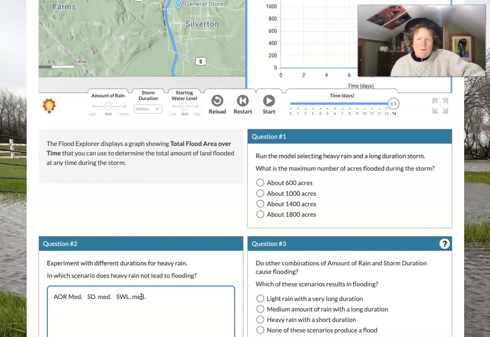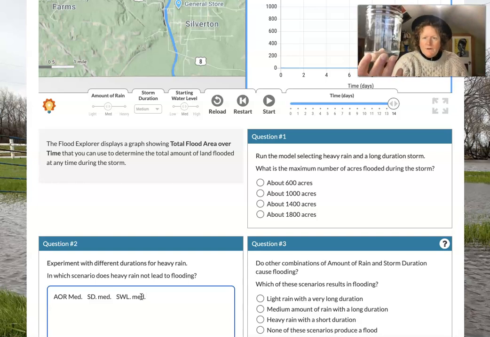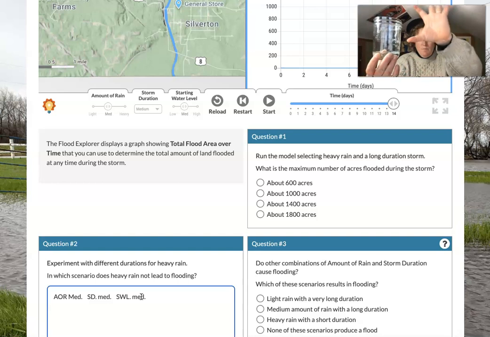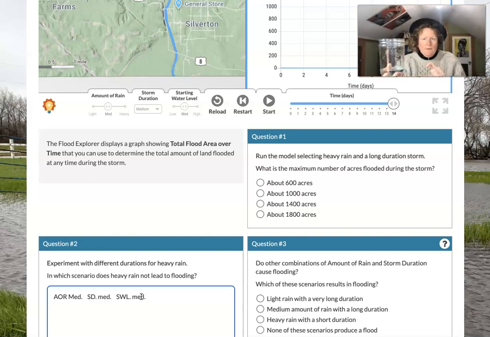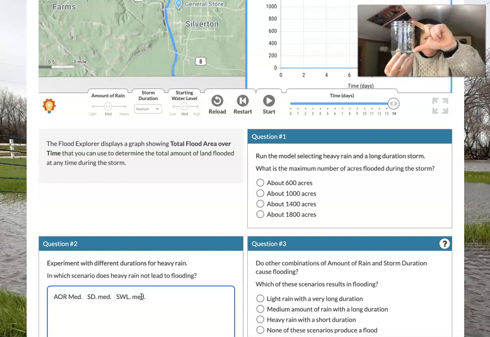You can think about starting water level as like a glass of water. The starting water level in this glass of water is pretty low. I'm going to need to pour a lot of water from a pitcher to get this to overflow. And just like a river, if the starting water level is low, it's going to take a lot of water to make that river flood.